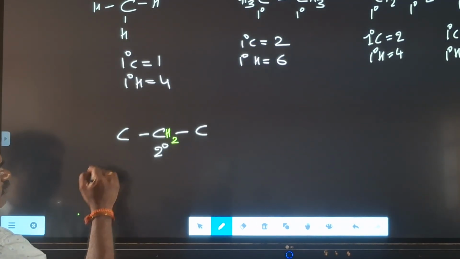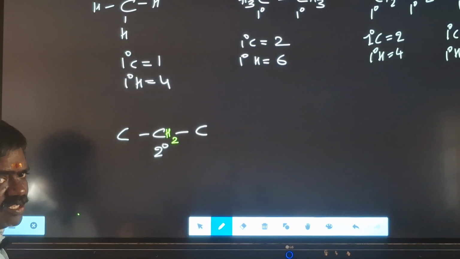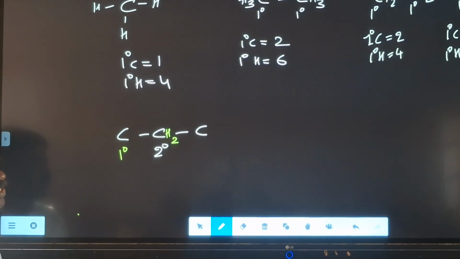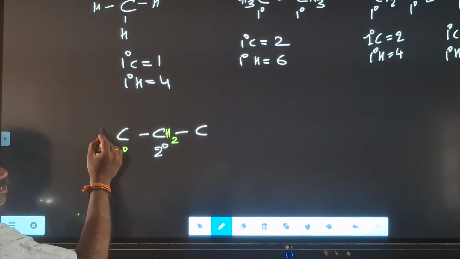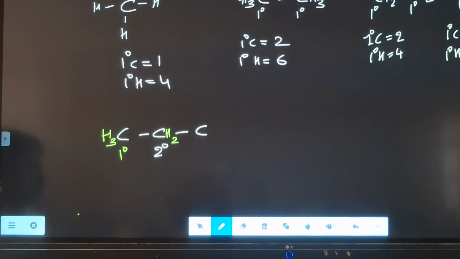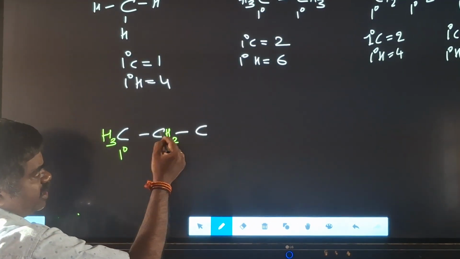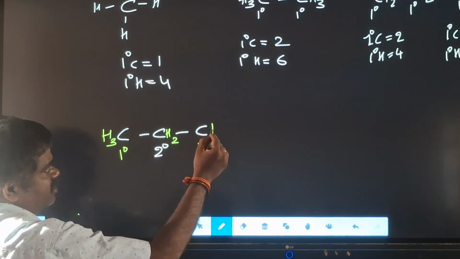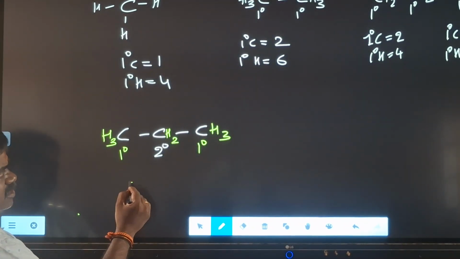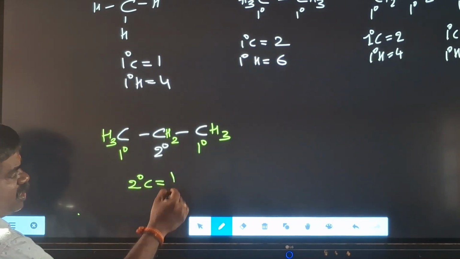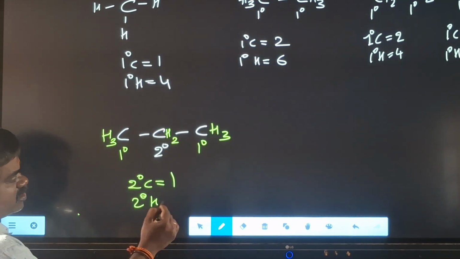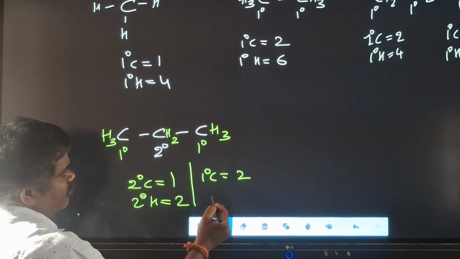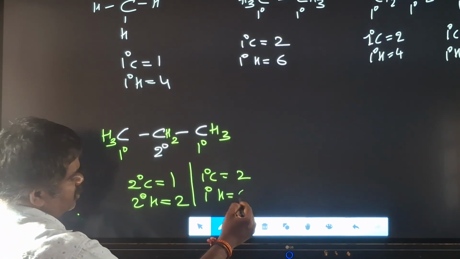Now here the first carbon is known as primary carbon. Why is the first carbon primary carbon? Because it is directly attached with one carbon. Here hydrogens: already one bond is there, remaining 3 hydrogens because carbon valency 4. The last carbon is also directly attached with one carbon, so it is primary. The valency 4, already one bond is there, remaining hydrogens. See here, secondary carbons 1, secondary hydrogens 2, primary carbons 2, primary hydrogens 6.